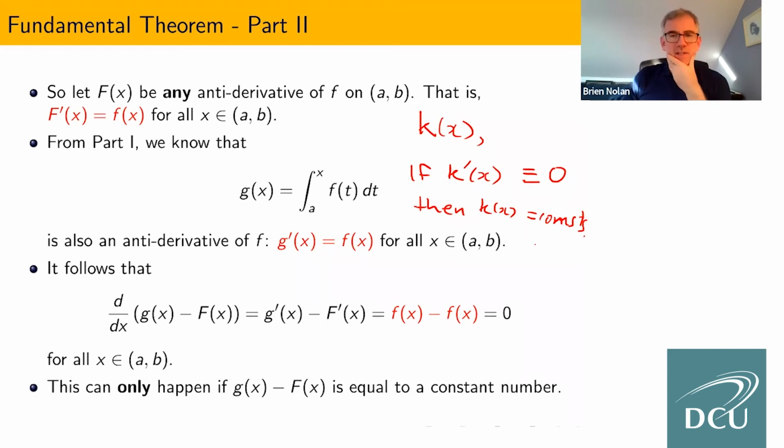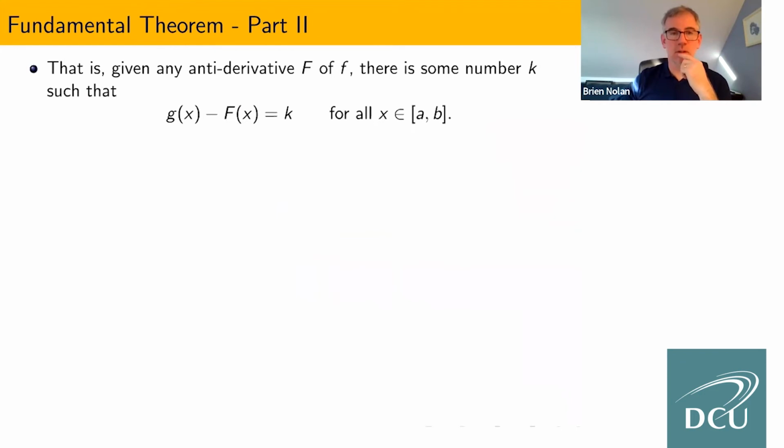Okay, so let's exploit that fact. We now know that if I start with any antiderivative capital F of little f, and compare it with the area function, their difference must be equal to a constant number. Where does that bring me? Well, I can make this statement, which is essentially what I just spoke there.